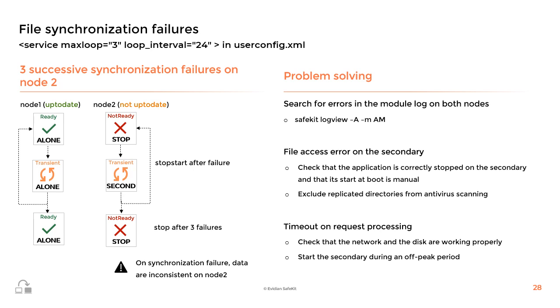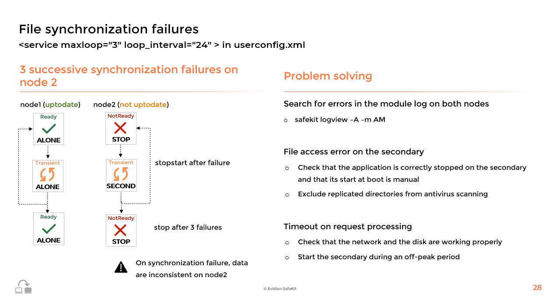When faced with this problem, the first step is to search for errors in the module log on both nodes. Start with the module log of the secondary node. Use the safekit logview command with the -a option to get the verbose log and retrieve all messages from the resynchronization process. If you encounter a file access error in the module log of the secondary node, ensure that no remaining process of the application locks the files, preventing the resynchronization process from succeeding.